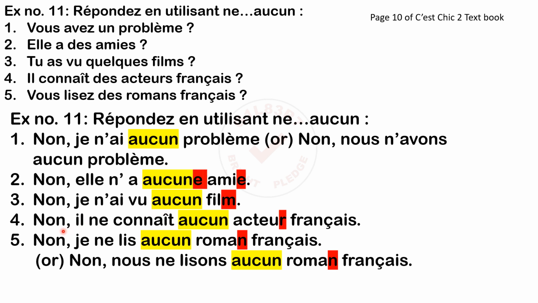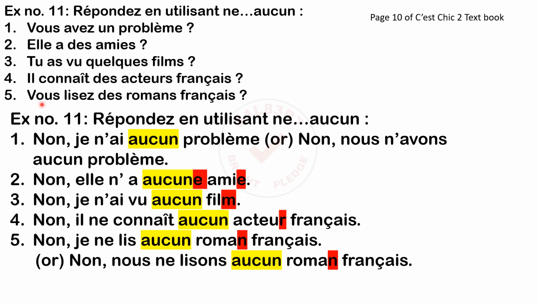The next one, non, il ne connaît aucun acteur français. So the question here is, he knows some French actors. You're going to say no, he knows no French actor. So here again you're removing the s from the noun actors, and it's masculine, so you're just using aucun.